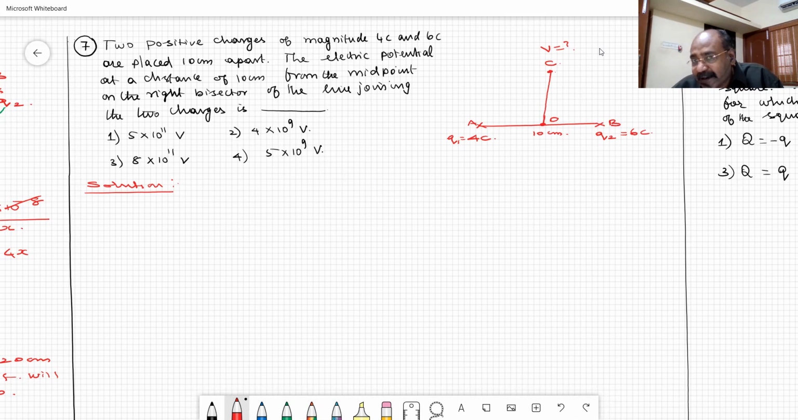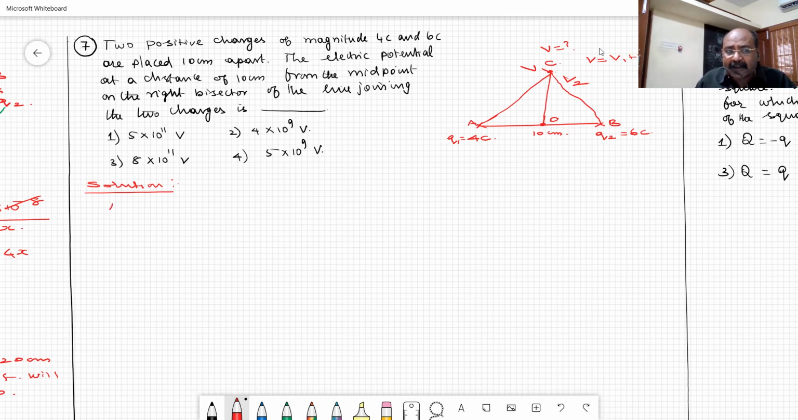So if you want to calculate the total potential at point C, the point C will be experiencing two potentials, one due to Q1 and another one due to Q2. Due to this plus 4 coulomb, you are having a potential at C, let it be V1. And due to this charge at B, you are having another potential, let it be V2. So the total potential V is equal to V1 plus V2.